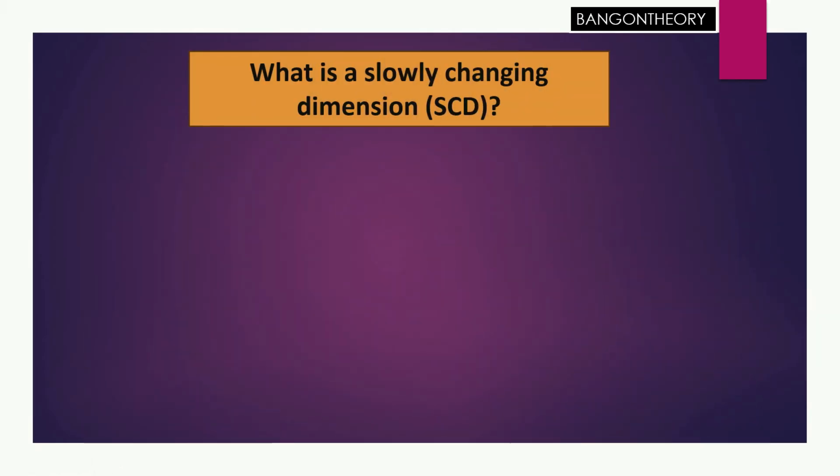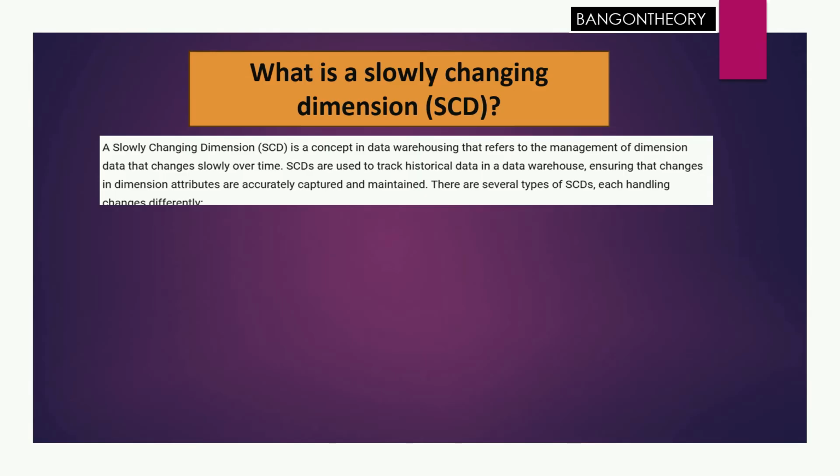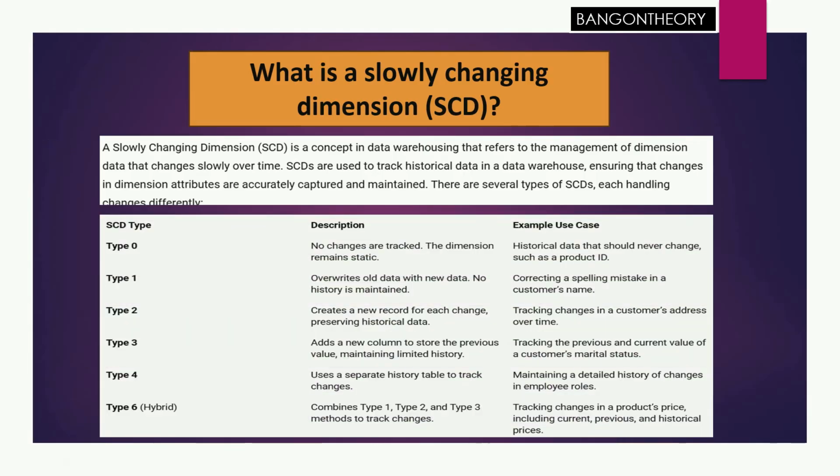And the next question is, what is SCD, slowly changing dimension? It is a concept in data warehouse that refers to managing dimension data that changes slowly over time. It is used to track historical data in a data warehouse and ensure data changes in dimension attributes are accurately captured and maintained.